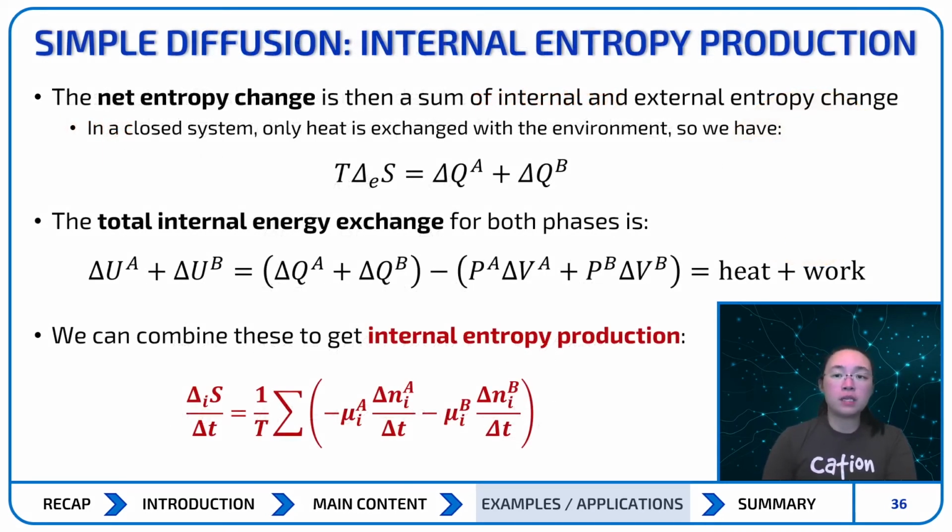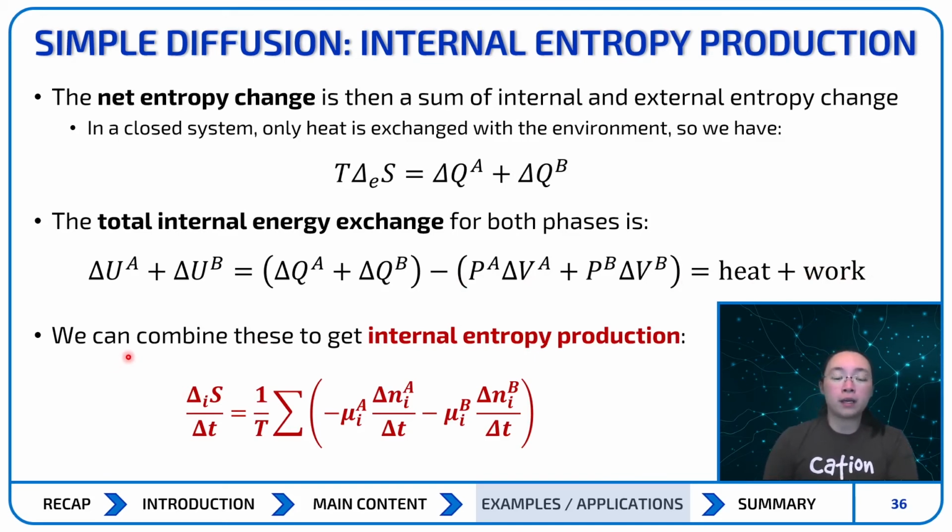The net entropy change is then a sum of the internal and external entropy changes. So basically we have to add those two together. In a closed system, only heat is exchanged with the environment. So we basically have T delta S_e equal to delta Q_A plus delta Q_B. Meanwhile, the total internal energy change for both phases is delta U_A plus delta U_B. And then we just add all of these together that we had before, and we have heat plus work, basically.